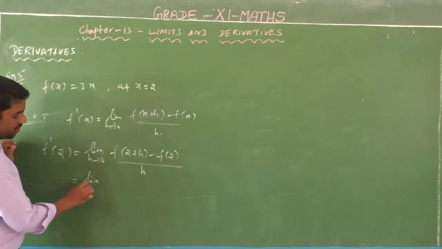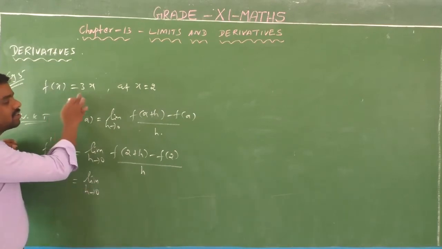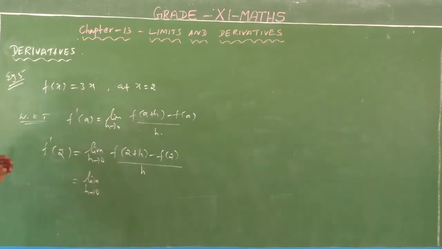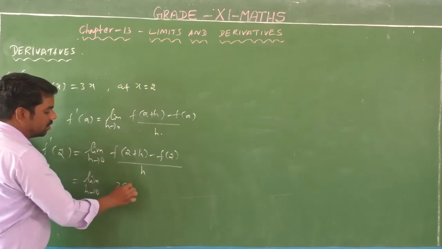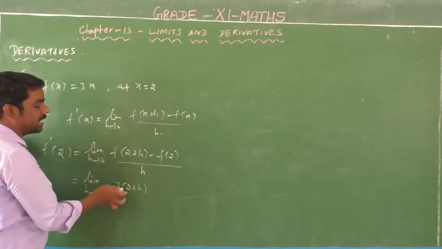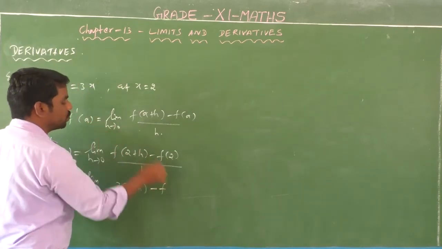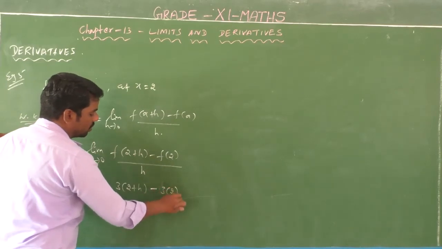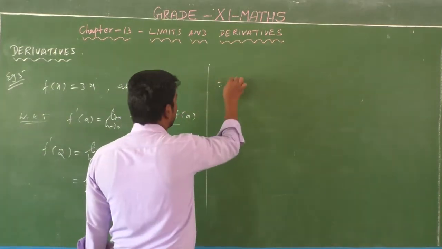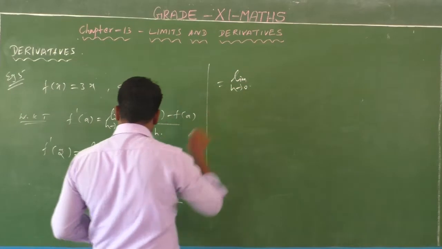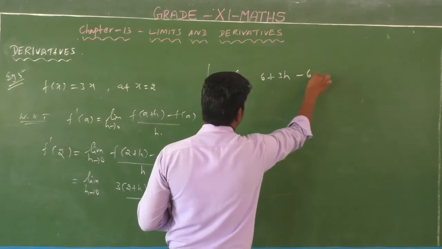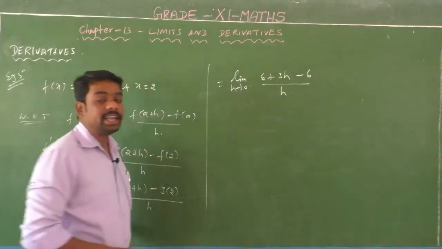So limit h tends to 0, f of x equals 3x. f of 2 plus h means 3 into 2 plus h, since x is replaced by 2 plus h. So 3 into (2 plus h) minus f of 2, which is 3 into 2, divided by h. Substituting this, limit h tends to 0, (6 plus 3h minus 6) divided by h.